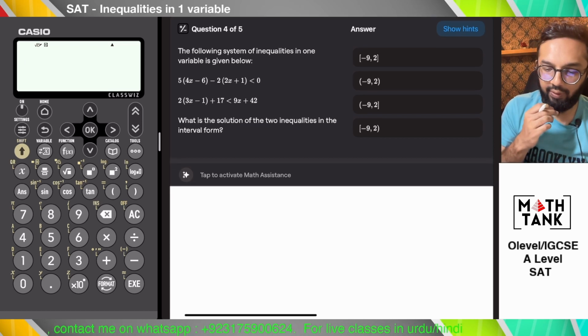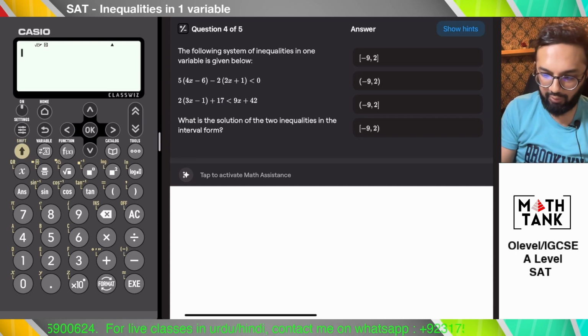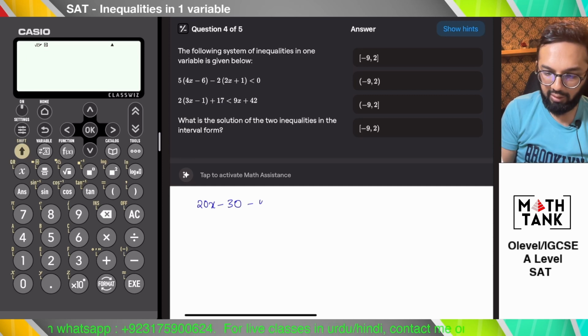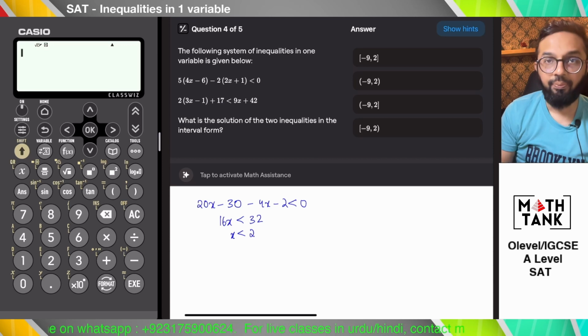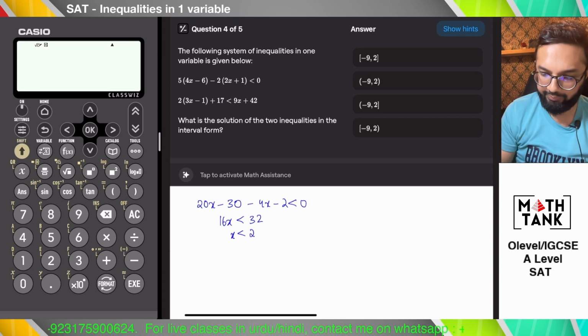The following system of inequalities in one variable is given by this. What is the solution of the two inequalities in interval form? So I have 20x minus 30 minus 4x minus 2 is less than 0. 16x is less than 32. X is less than 2. Okay, that's one set.